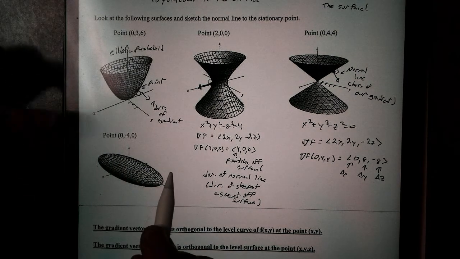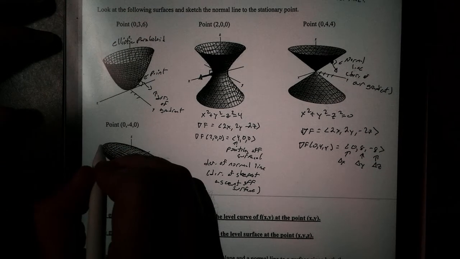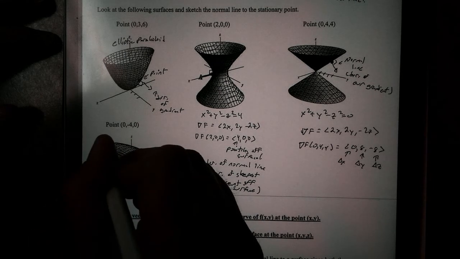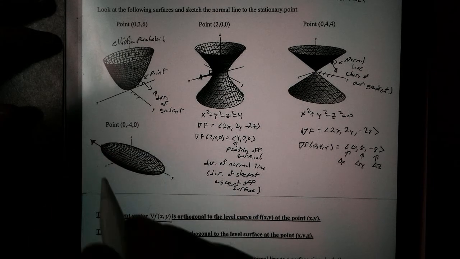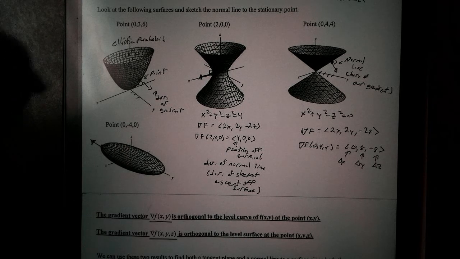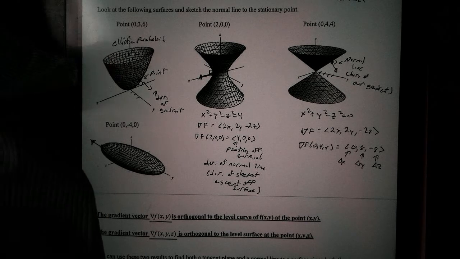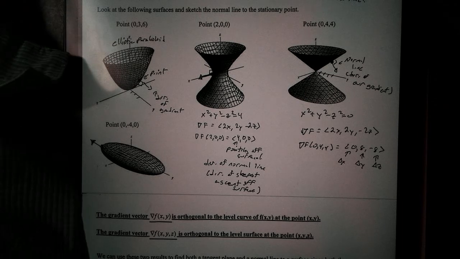All right, the last one here we have our ellipsoid, and at the point 0, negative 4, 0, so right over here. And of course, getting the direction of our normal line would be going in that direction. In this way, we're just changing in the y direction. Alright, so go on to video number 2. We're going to start taking a look at some examples on how we can write normal lines and how we can write tangent planes. I'll see you then.